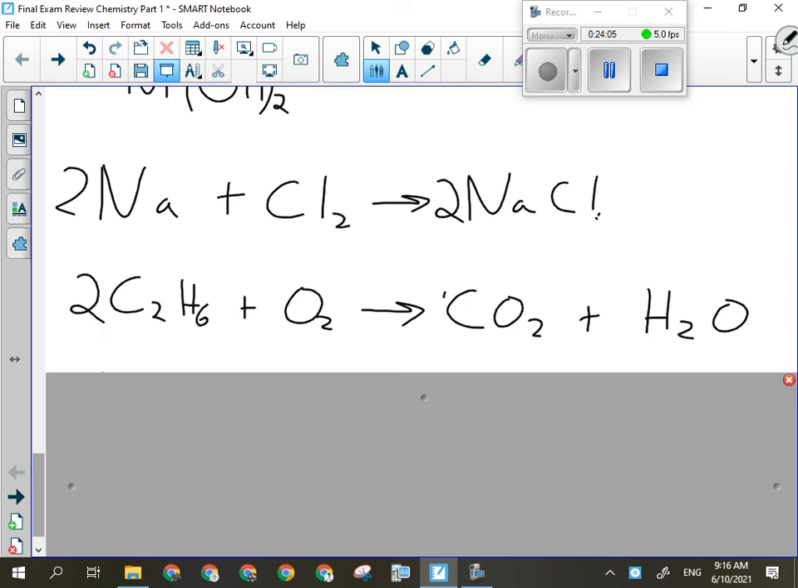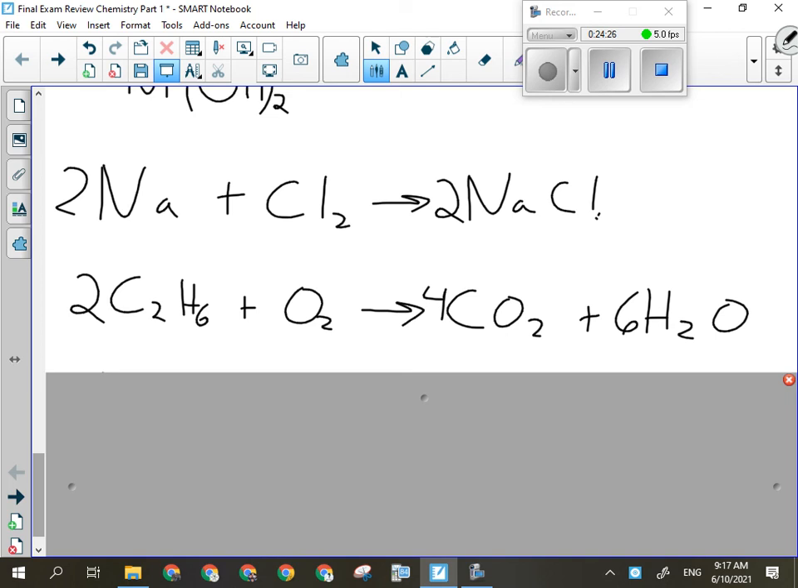So I put a 2 there. Now I'm going to balance in alphabetical order. How many carbons on the reactant side? 4. 2 times 2 is 4. So I'm going to put 4 over here. All right, how many hydrogens on that side? 12. 2 times 6 is 12. So I'm going to go over here and go 6 times 2 is 12.